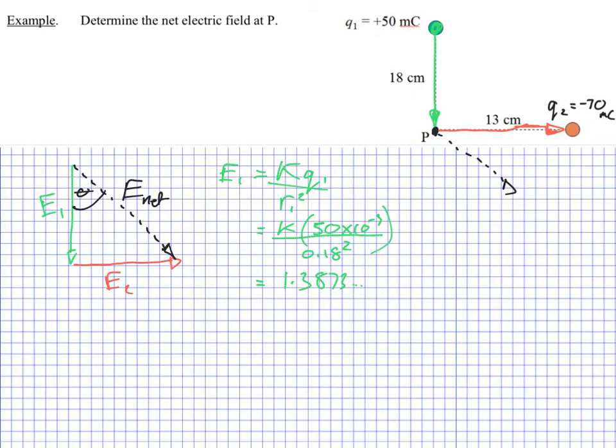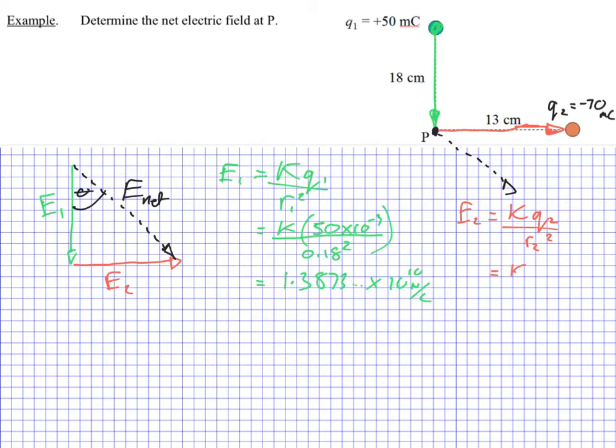Got to put that in scientific notation, times 10 to the 10 newtons per coulomb. Okay, and in red, same idea. This time we're looking at field 2. Field 2 is K Q2 over R2 squared.